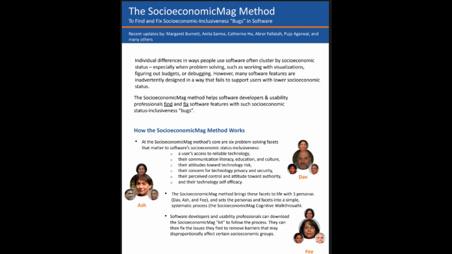All right, so the 6 facets are a user's access to reliable technology. That's the first bullet point here. And we're going to talk about all of these in more depth soon. Their communication, literacy, education, and culture. Now that is saying a lot, all in one sentence. Okay, trust me, that's just the way we had to do it. We'll get into it soon.